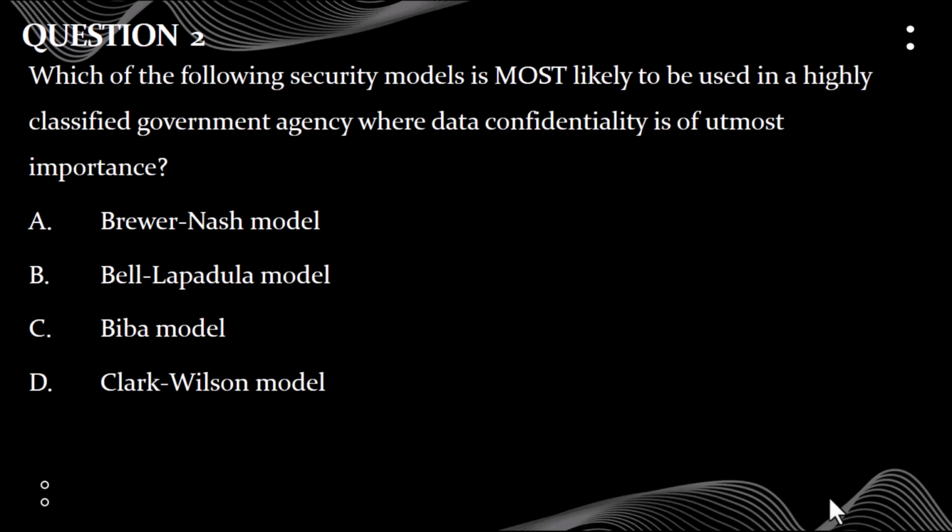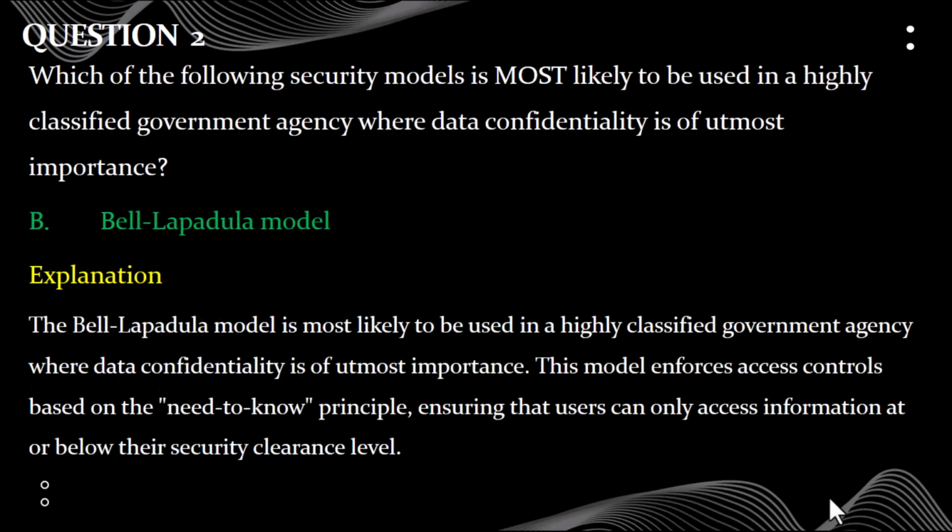The answer we'll be going with here is option B, the Bell-LaPadula model. This model is used in highly classified government agencies where data confidentiality is of utmost importance. It enforces access controls based on a need-to-know principle, and it ensures that users can only access information at or below their security clearance level. So that's the Bell-LaPadula model. The other models listed focus on integrity and may not provide the same level of data confidentiality that is needed in this scenario for a government agency.